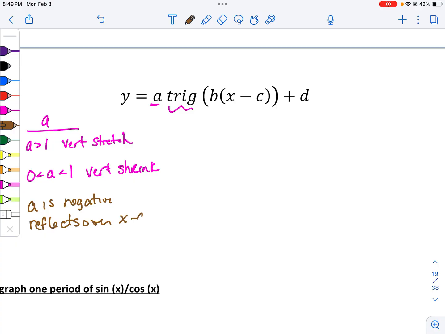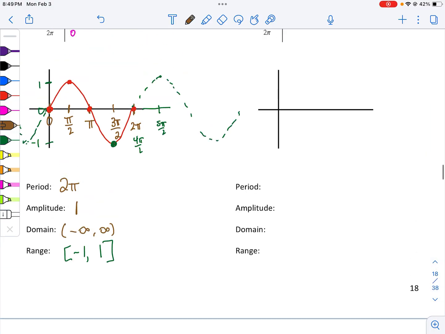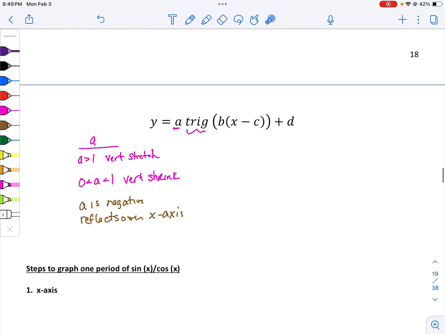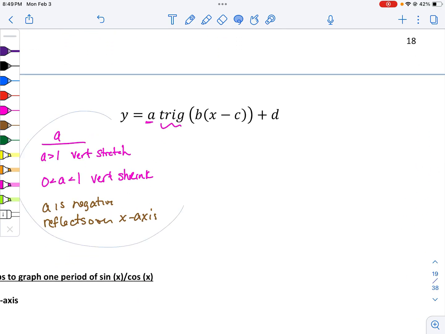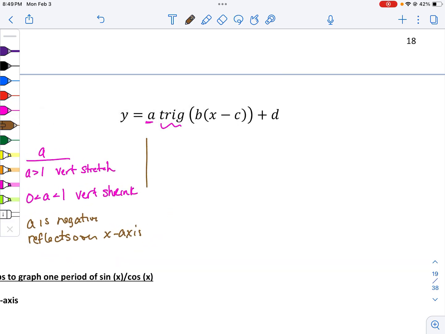over the x-axis. Okay, so if I were looking at my sine graph and I wanted that to flip over the x-axis, instead of going up first, it would go down first. And then instead of going down second, it would go up. So it would just go down, up, and back to the middle. Okay, so that's what it would look like if it flipped over the x-axis. Okay, so those are my A values. Those are my vertical movements.